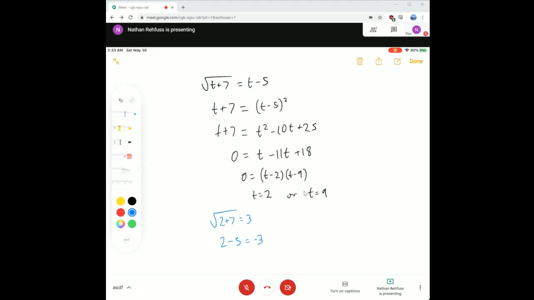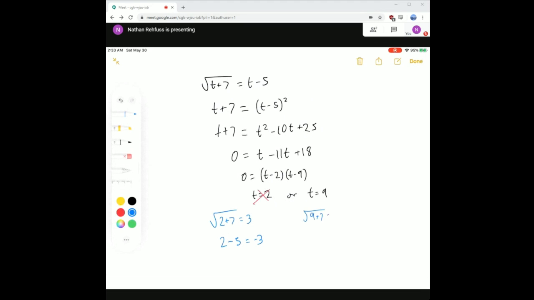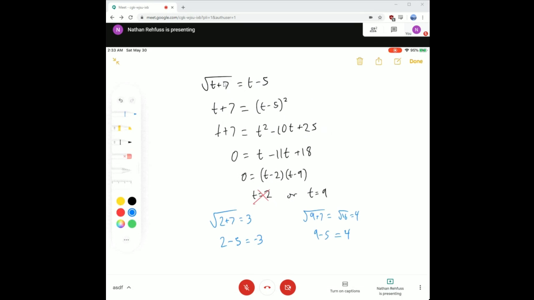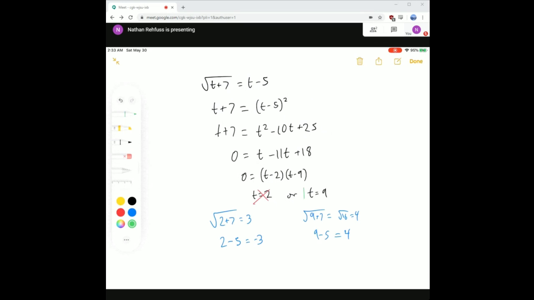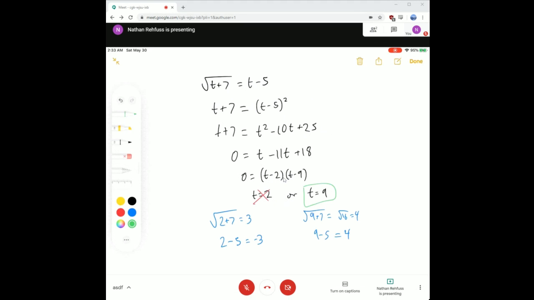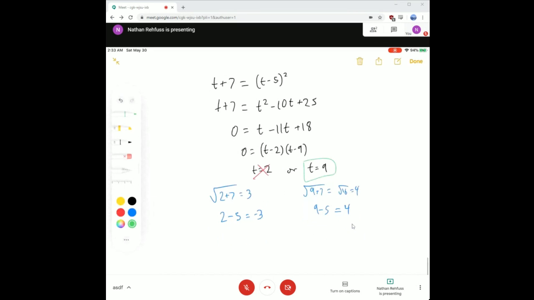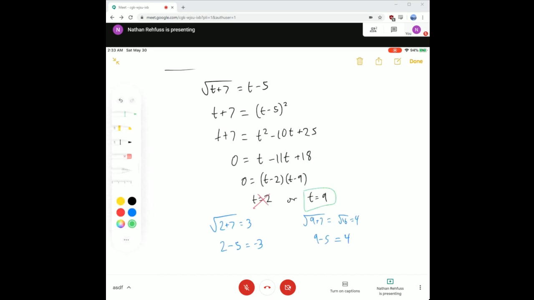How about 9? Root of 9 plus 7 is root 16, that's 4. 9 minus 5 is 4. So not only does 9 satisfy the quadratic, it satisfies the original radical equation. So that's our correct solution. Sometimes you're going to get 2 working solutions. Sometimes you're going to get 2 extraneous solutions. It's just dumb luck that we got 1 and 1 each time. So you always have to check both and make sure they're not extraneous.